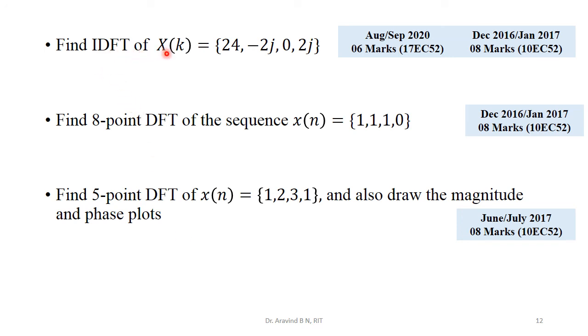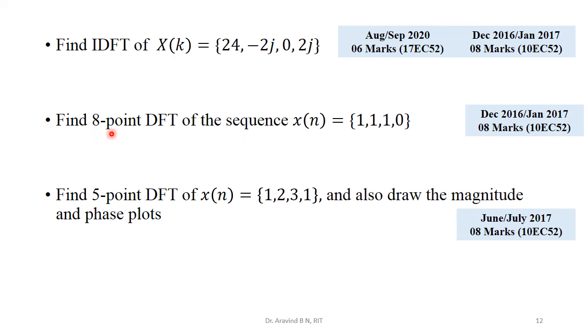Find the IDFT of x of k is equal to 24, minus 2j, 0, 2j. This was asked in the just-concluded August-September 2020 examination for 6 marks, scheme 17 EC 52, so the 2017 scheme. In the December 2016 and January 2017 examination, the same question was asked for 8 marks, under the 2010 scheme. For this, x of k is given and x of n needs to be calculated. We have the matrix relation of the IDFT. Apply that directly and we can do the IDFT calculation.